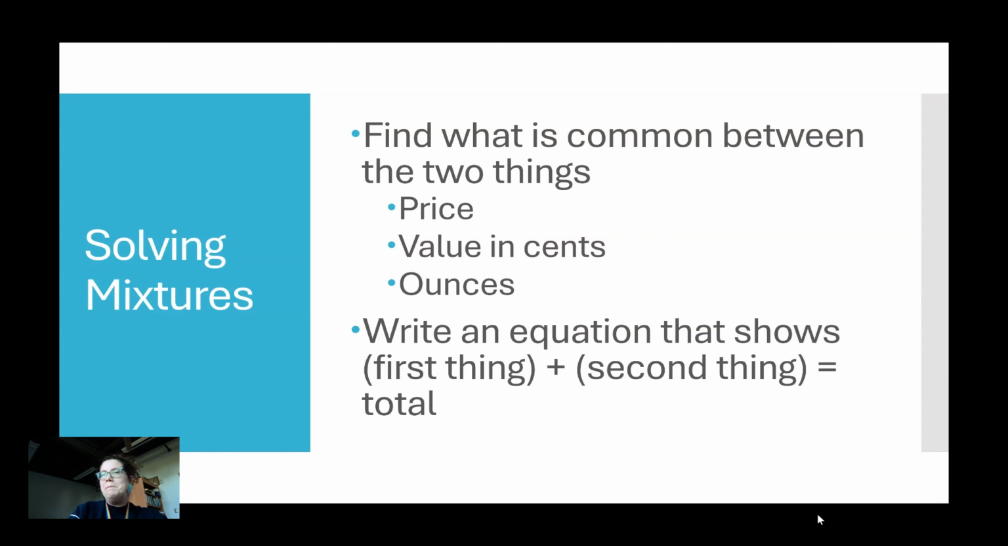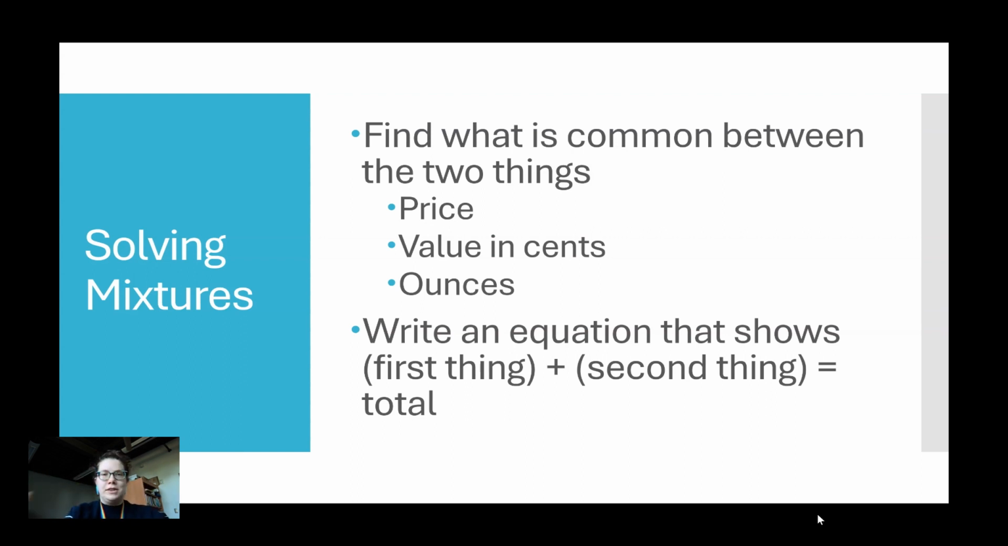When we're solving mixture problems, we're going to have two things with varying concentrations, values, etc., that are being mixed together, and then we have a total amount. And that total also will have a value, a concentration, a price, etc.